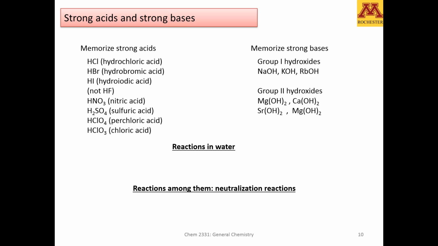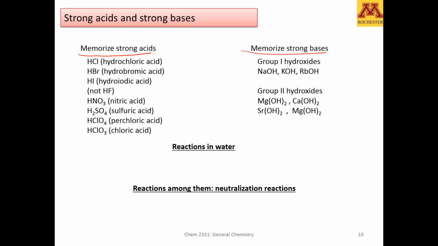A very important aspect of acids and bases is to quickly identify towards what direction a reaction is going to go. It's going to go a lot to the right, a little bit dissociated, etc. To do that, it's inevitable that we have to memorize some aspects of acids and bases. In this case, we have to memorize which species are going to be the strong acids and which species are going to be strong bases.